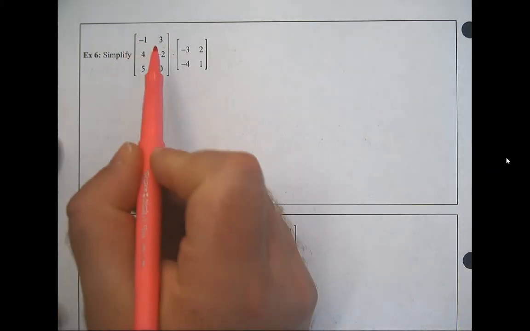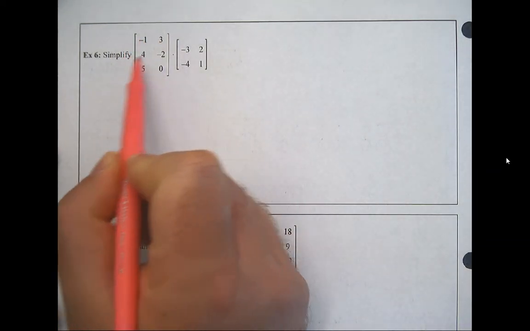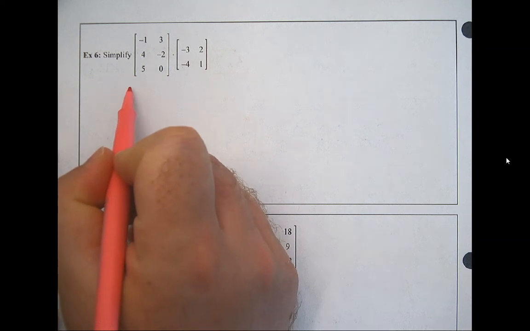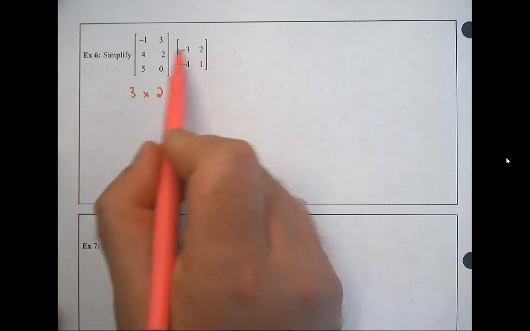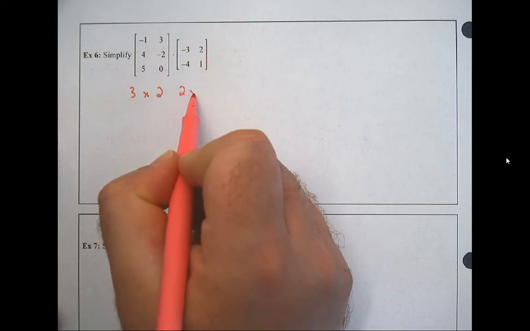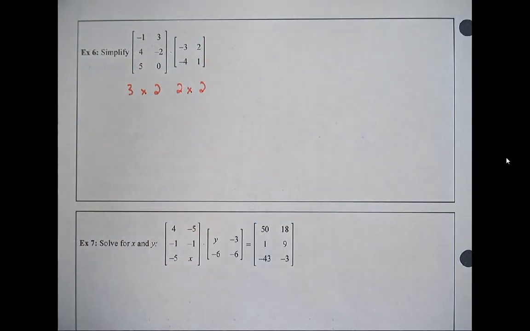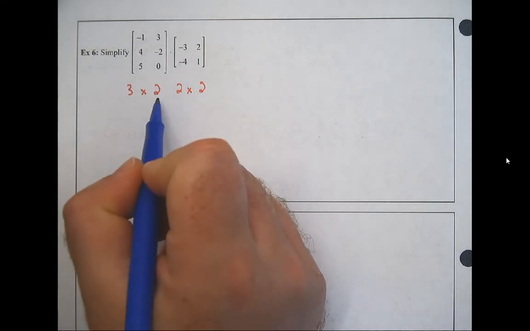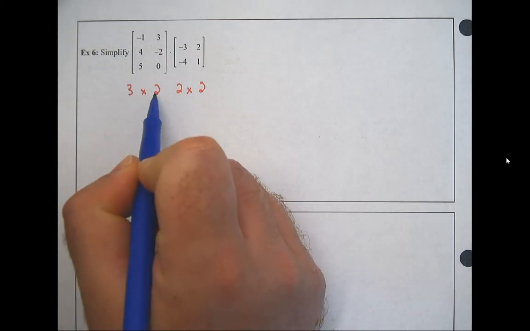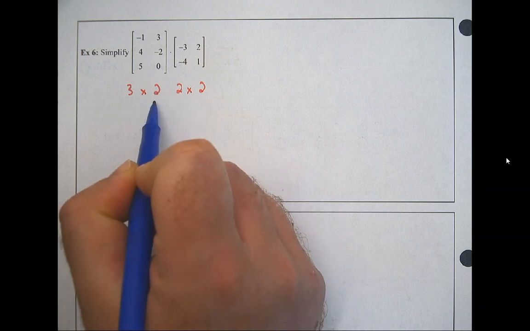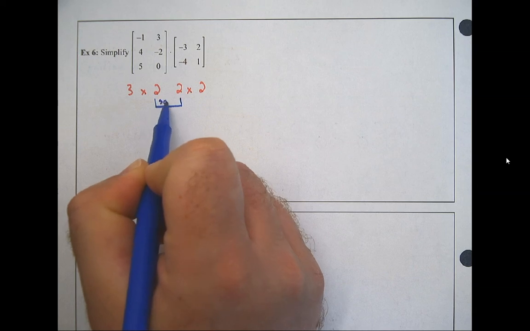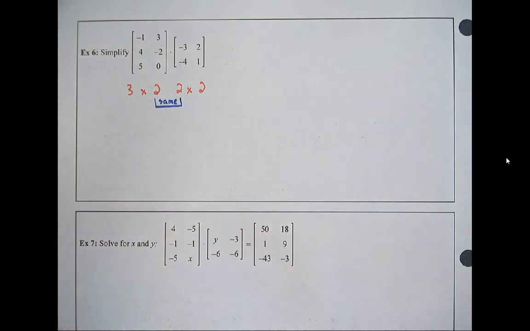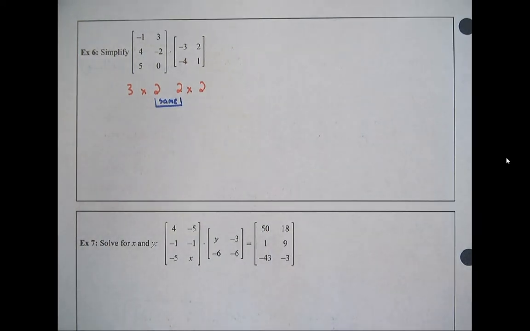So let's look at the dimensions of this matrix. This has 1, 2, 3 rows and 2 columns. This is a 3 by 2 times, this is 2 rows and 2 columns. This is a 2 by 2. For you to be able to do matrix multiplication, the columns of matrix A must be the same as the rows of matrix B. So these two inside numbers have to be the same.